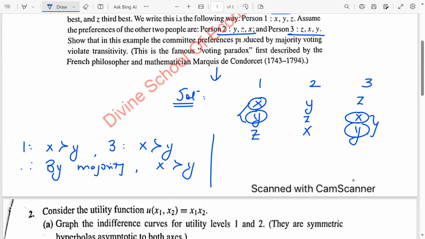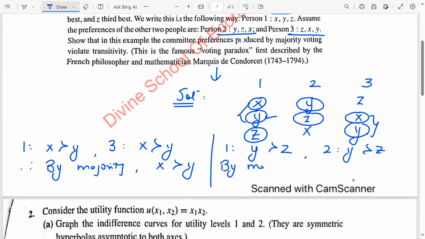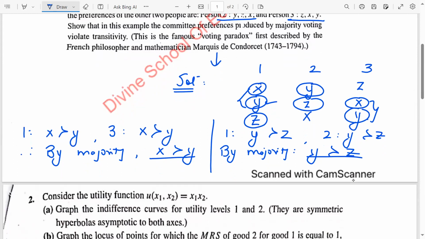Now let's look at Y and Z. For person 1 also, Y is preferred over Z. And for person 2 also, Y is preferred over Z. So by majority, Y is preferred over Z. Now, if X is preferred to Y and Y is preferred to Z, transitivity says that X should be preferred to Z. So I can say, according to transitivity, X should be preferred to Z.